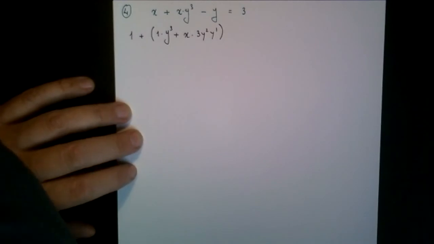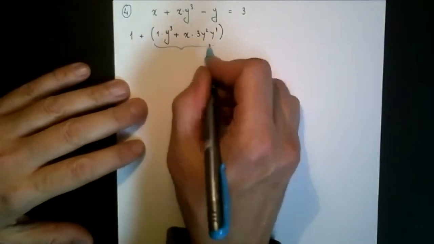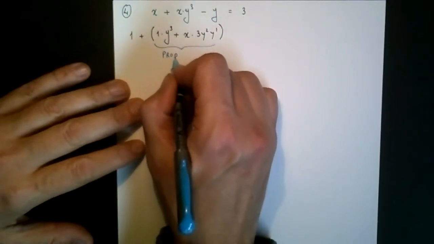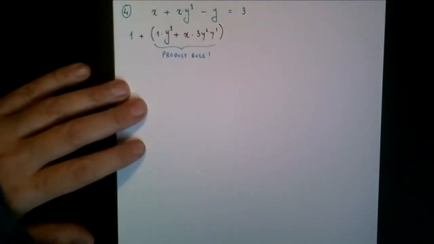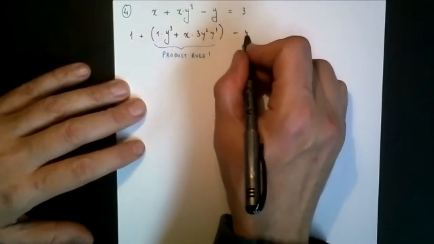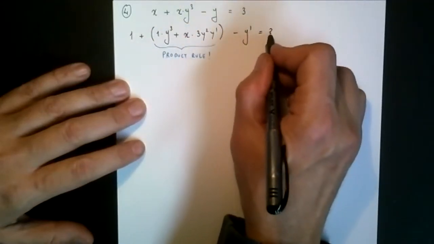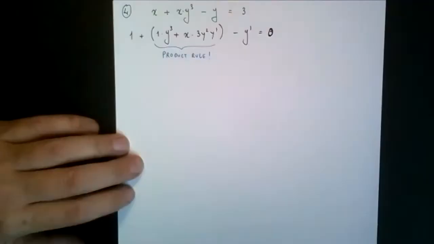Okay, have to be very careful here. There is a multiplication, so there is a product rule. Be very careful. The rest is easy. So this, minus y prime, is equal to, sorry, 0. The derivative of 3 is 0. Good.